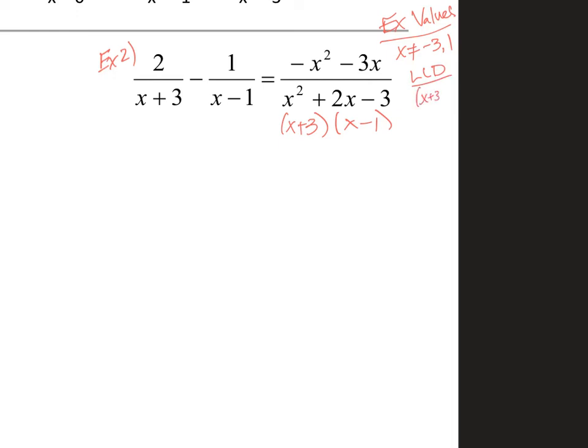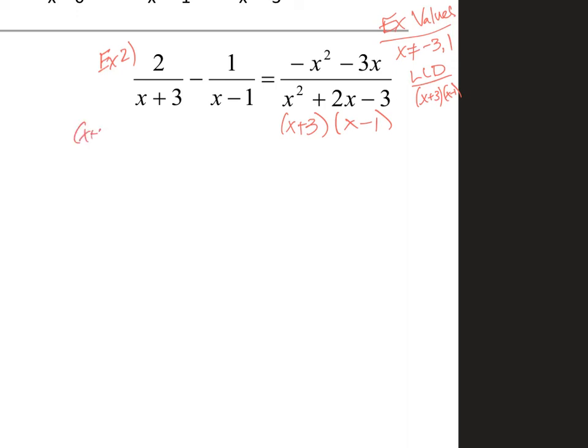x plus 3, x minus 1, right? All righty, let's get started. So then the third step we're already at. We're cruising along here. Time flies when you're having fun, right? Multiply every term by the LCD. So let's do that. My LCD here is x plus 3 times x minus 1.